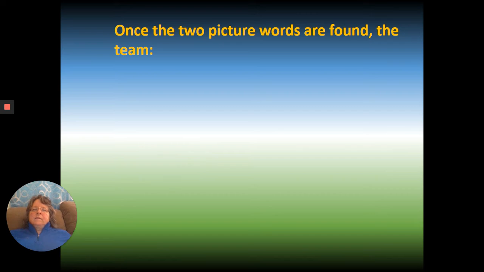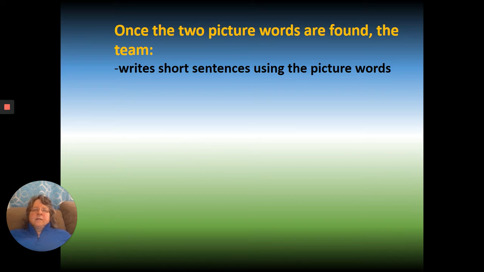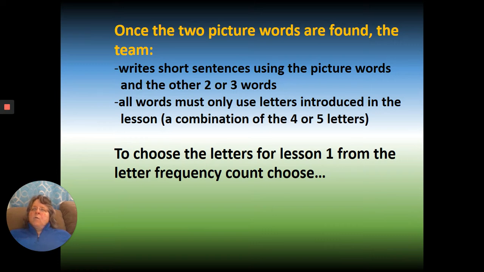So once you've found the two picture words, the team is going to write short sentences using the picture words and the other two or three words that you found. All the words used in the sentences must only use the letters introduced in the lesson, a combination of the four or five letters that have been chosen for the lesson.